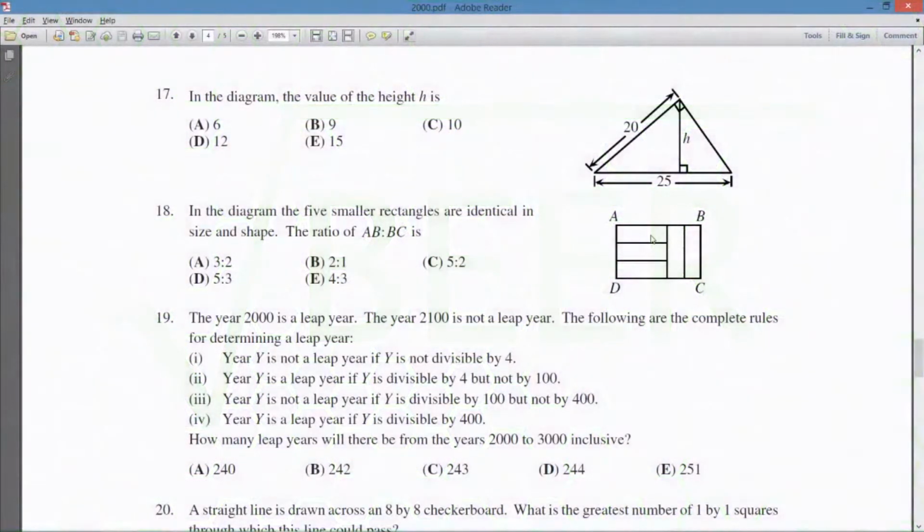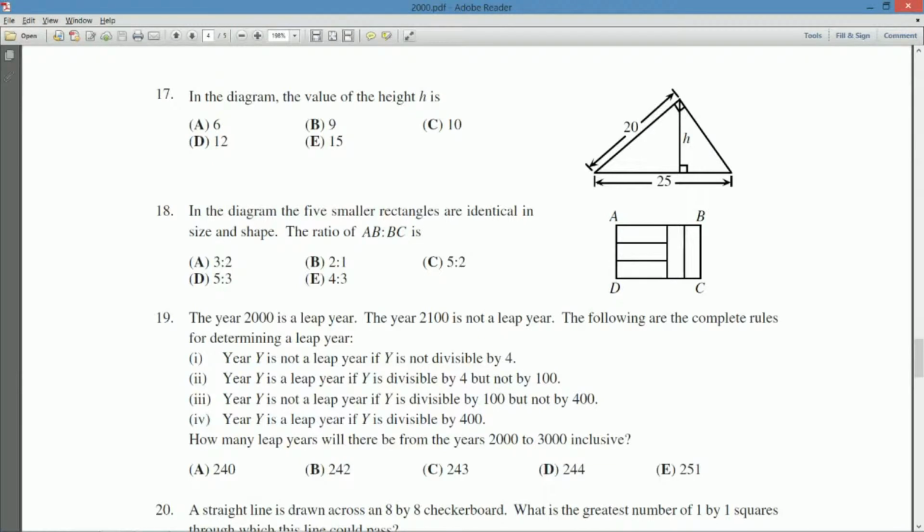We're up to question number 17. Question number 17, short and sweet. In the diagram, the value of height h is... Alright, and that's what we're left to figure out. We've got a right angle here, a right angle there, although they haven't included it, and a right angle up here. So let's see what we can do.